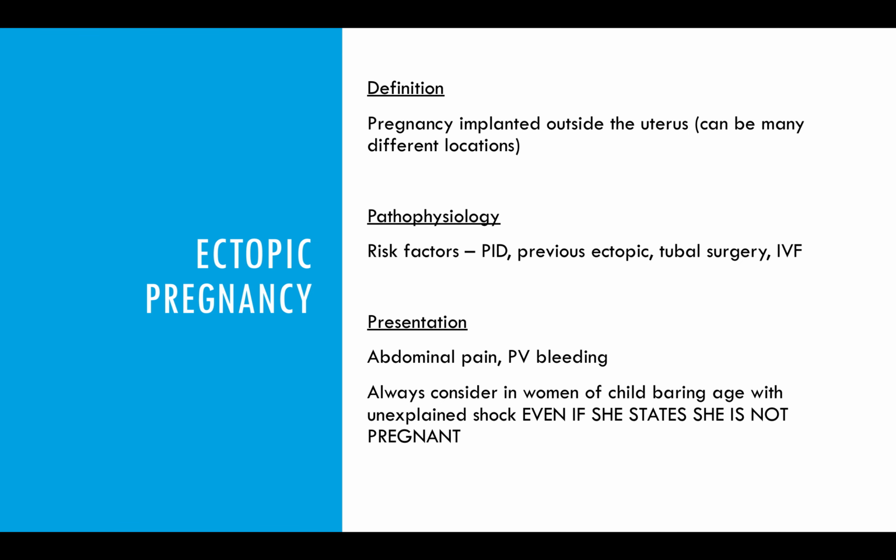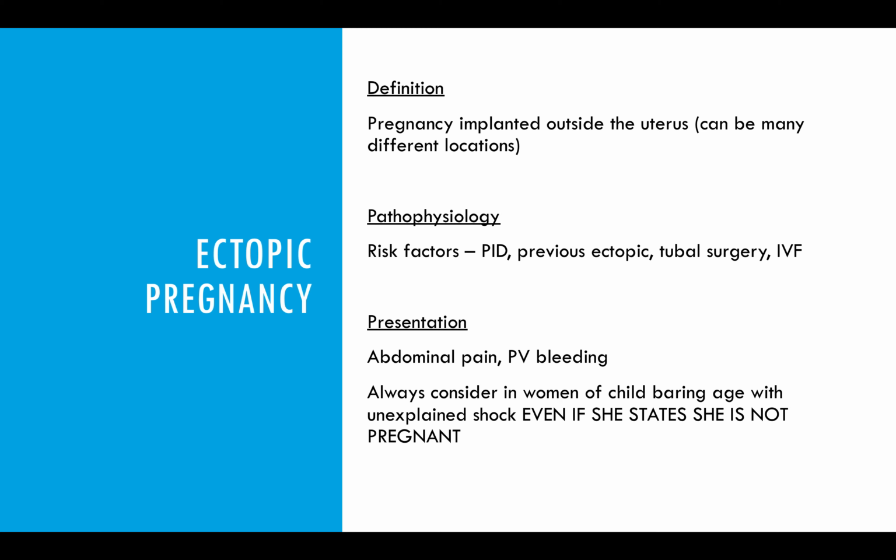Now, ectopic pregnancy. So this is really important because they can be really unwell. An ectopic pregnancy is a pregnancy that's implanted outside the uterus, so it can be essentially anywhere. The most common place is in the fallopian tubes, but it can be in the cervix, it can be outside in the peritoneum. There's so many different places that it can be located. Risk factors include pelvic inflammatory disease, previous ectopics, tubal surgery, so any surgery on the fallopian tubes, anyone having IVF.